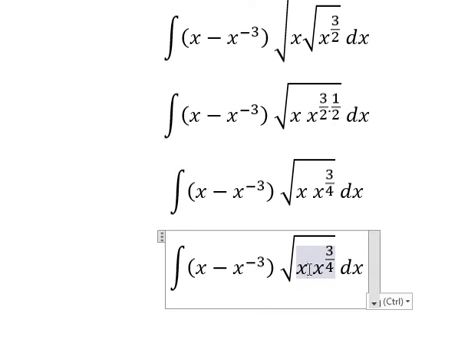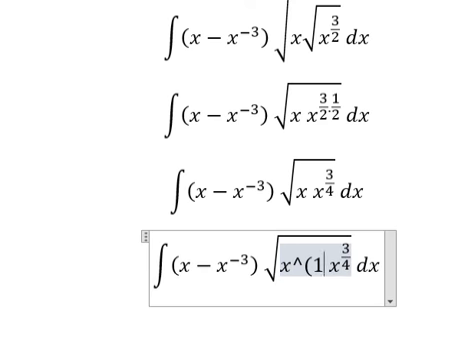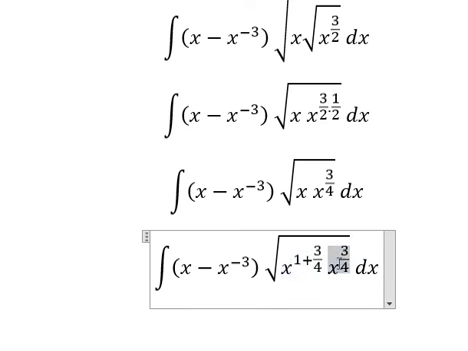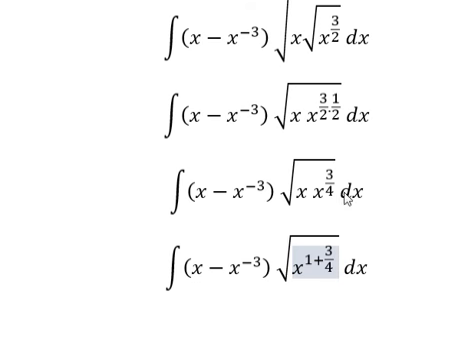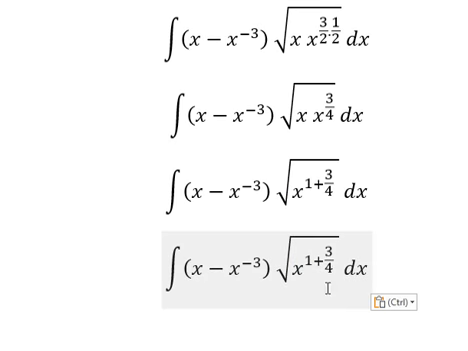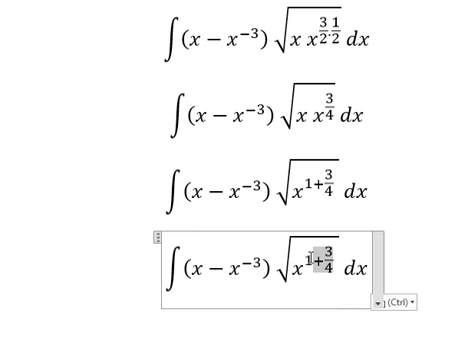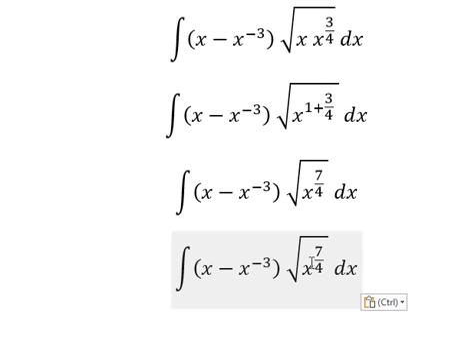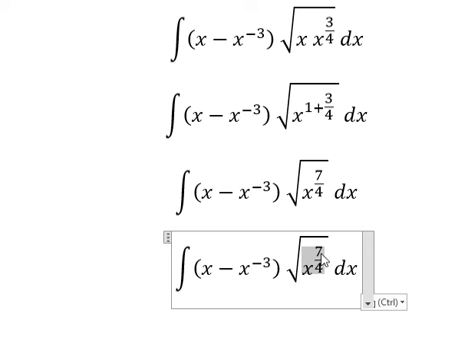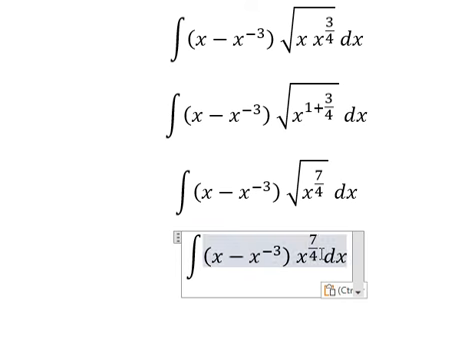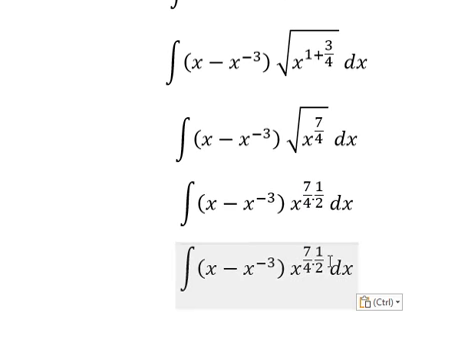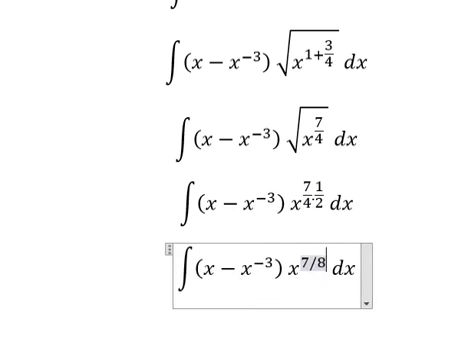So x represents the number 1. So 1 plus 3 over 4 in here. Next, this one we have 7 over 4. Next, so 7 over 4 multiplied by the square root, so that is 1 over 2. This one we have 7 over 8.